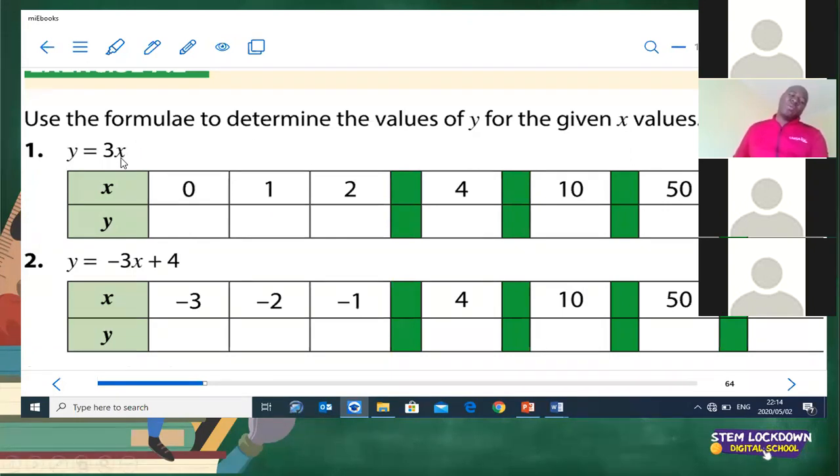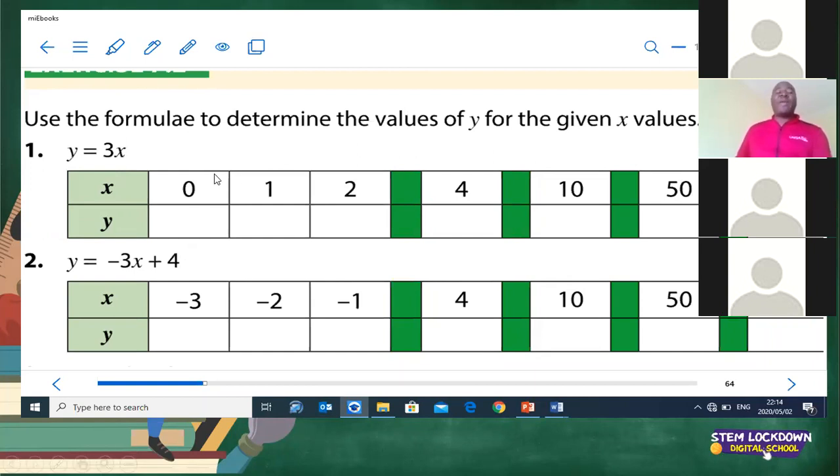Using this rule, y is equal to 3x. Let me give you the hint. The hint for the first one is x is 0. And you are going to substitute it here. So y will be equal to 3 times 0. And what is 3 times 0? 0. So y will be 0 as well.